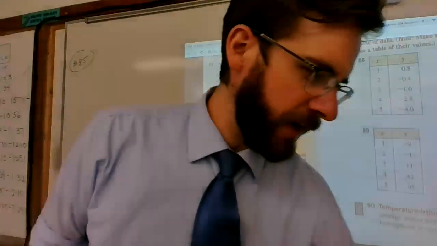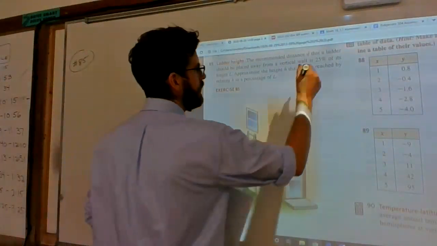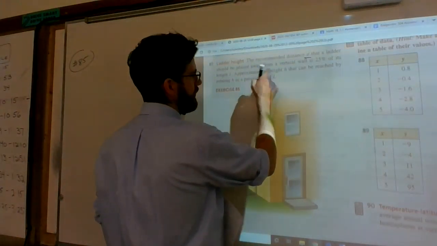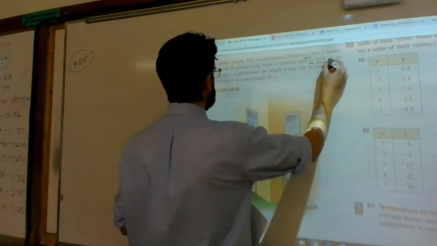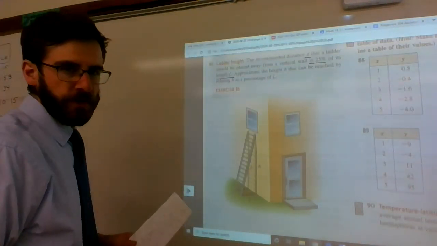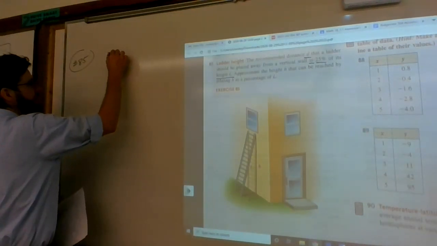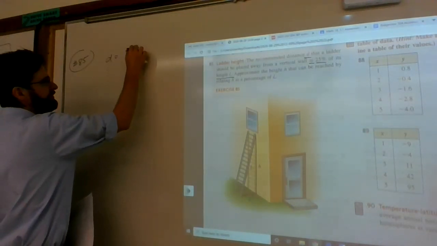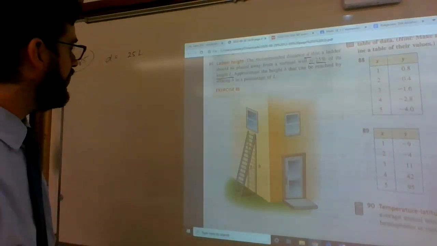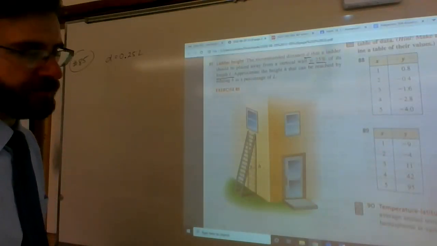So here's what I was thinking when I worked this out. The distance D is 25% of its length. So you can write an equation right away with that. D equals 0.25 L. That's what it means for the distance to equal 25% of the ladder's length.